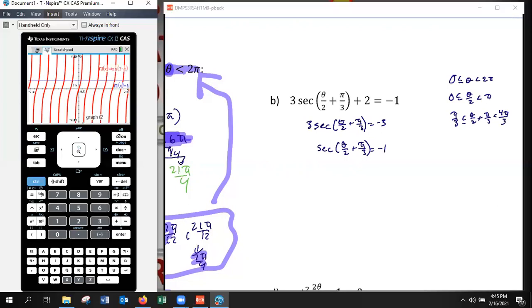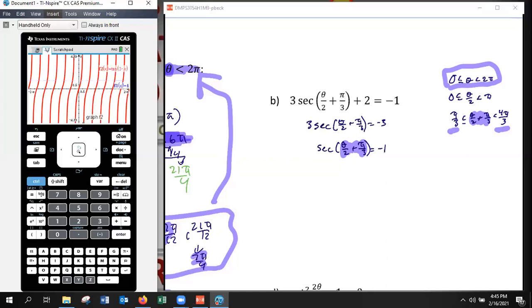So what I was trying to do, my goal, was to make what's inside here out of the original domain from 0 to 2 pi. So the only angles that I am going to be able to use are the angles between pi over 3 and 4 pi over 3.